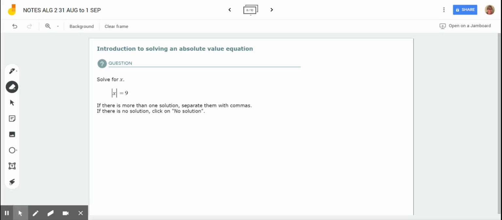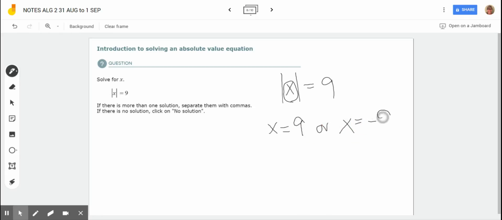In this case, this is a pretty simple, straightforward problem. We've got the absolute value of x is equal to 9. Well, there are two values. Whatever's inside here, that x could be both a positive 9 or a -9.